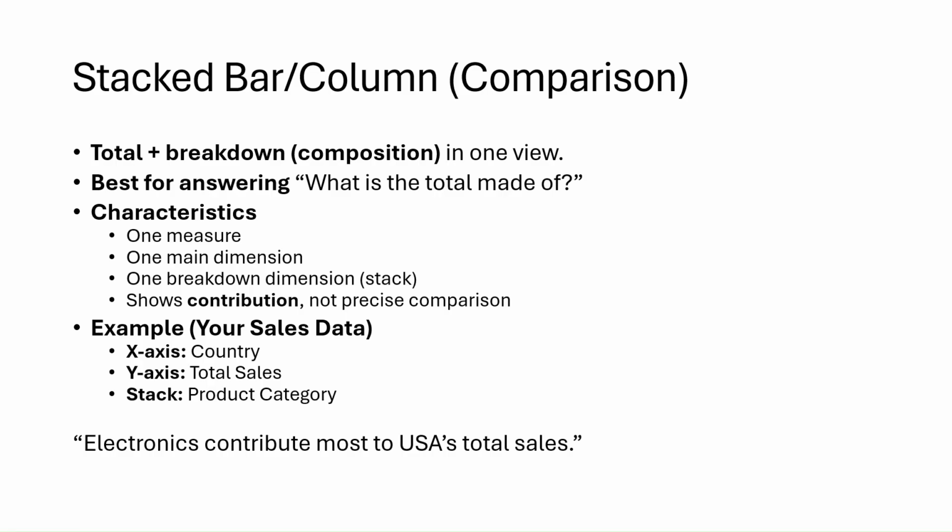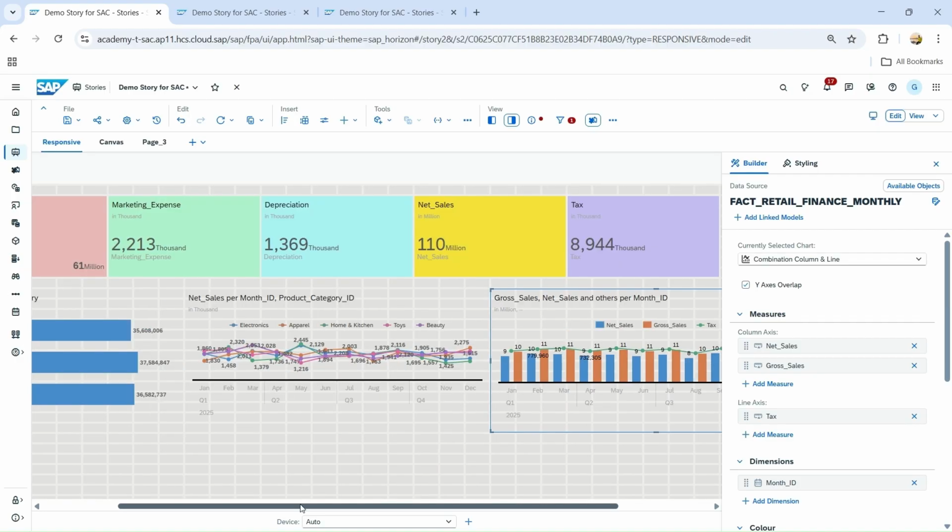So we do the comparison between the two measures, but at the same time we also want to see the total of the measure is coming based on what a particular dimension. So for example, if we take the country as x-axis and then total sales and product category as the stack, then we will come to know. So let's use this same chart, this one.